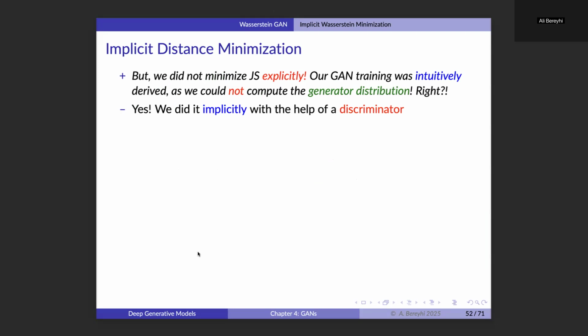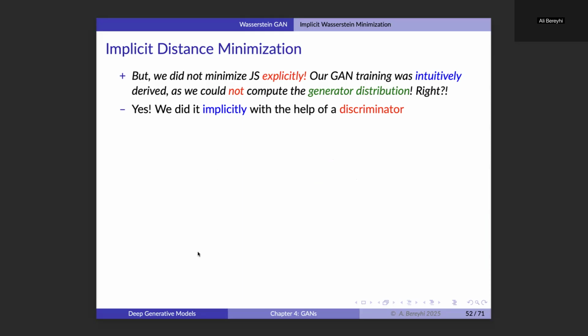Now, the next thing that we want to do is, given this idea that the Wasserstein distance minimization is going to end us up with having the data distribution, the question that we want to answer is how we can incorporate this Wasserstein distance into our training algorithm.